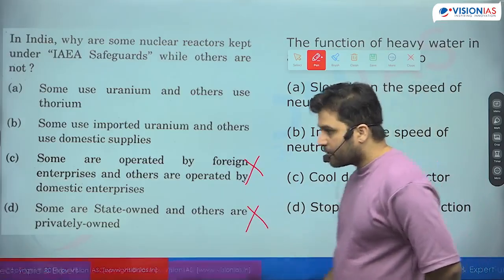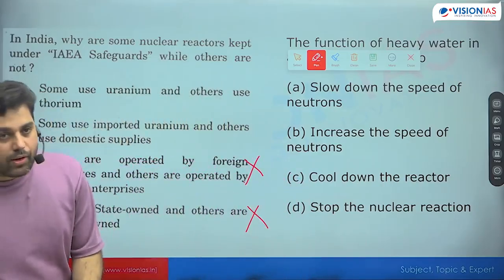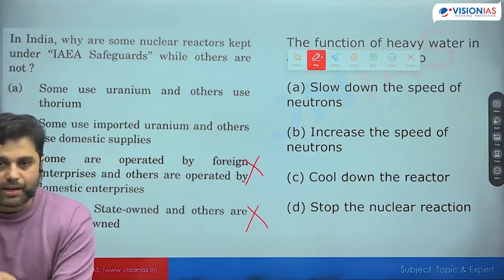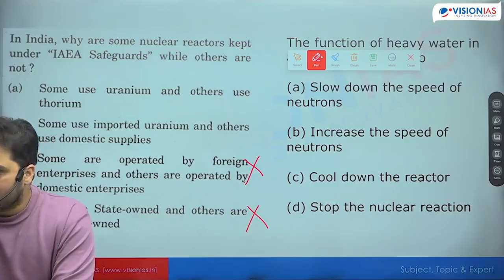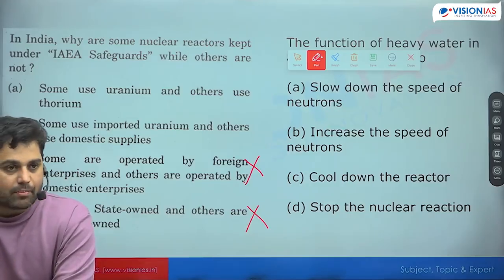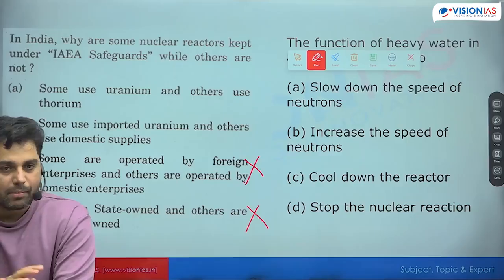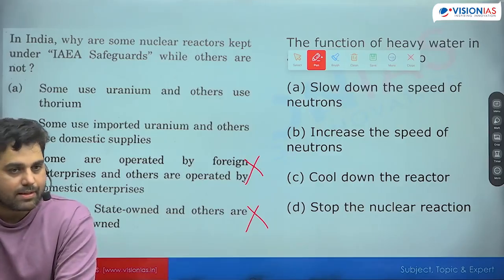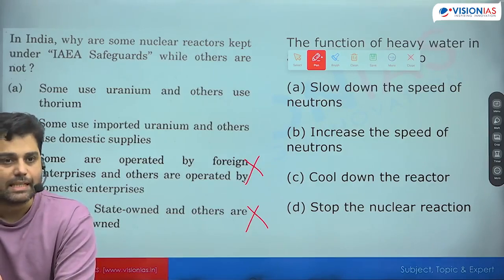All of them are state owned. This is again one of the options, that all of them are state owned. All of our nuclear reactors are state owned. There is no private sector participation in any of the nuclear reactors. In coal-based thermal power plants and some other plants, yes, there is private participation, but in nuclear power there is no private participation. All of the reactors are state-owned. The option left is B, which makes sense.